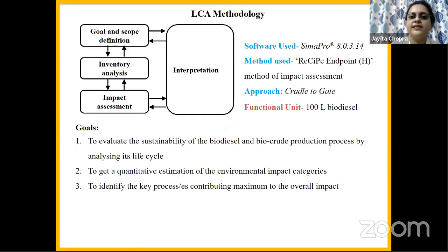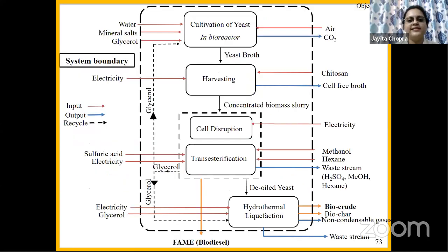So cradle to gate means here, from the extraction of natural resources up to the development of the product till the factory gate. That's how the name comes. And I have used the functional unit of 100-liter biodiesel. The goals of this study were to evaluate the sustainability of the biodiesel and biocrude production process by analyzing its life cycle, to get a quantitative estimation of the environmental impact categories, and to identify the key processes contributing maximum to the overall impact. So this is the system boundary.